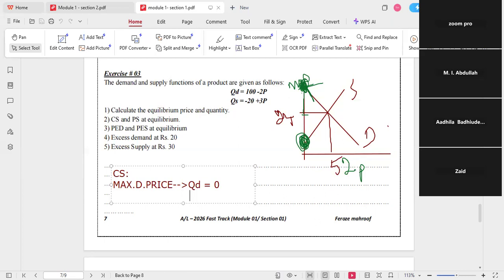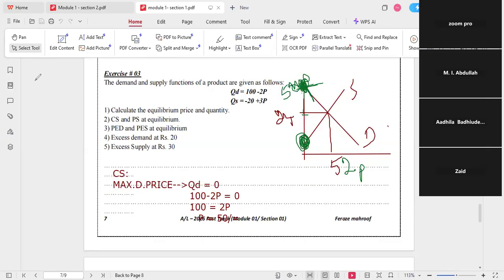So then QD, 100 minus 2P, is equal to 0. 100 minus 2P is equal to 0, so 100 is equal to 2P, so price is equal to 50. Okay? Maximum demand price is 50. Understand well and write the answers. If you didn't understand, don't write; no use. Don't answer without understanding. If you didn't understand, ask. Right. So the maximum demand price, how much came? 50 came. Right?